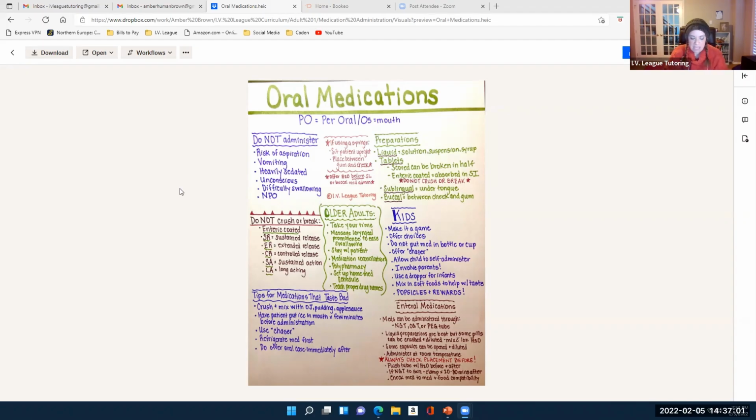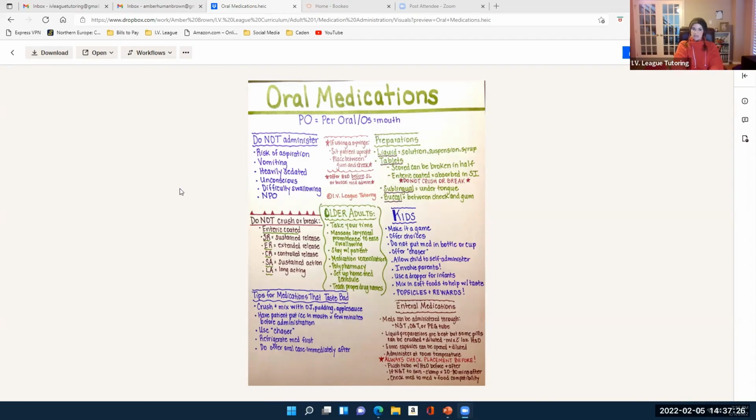If a patient is actively vomiting, is now the time to give them PO meds? No. If they are heavily sedated, can they swallow very well? No. If they are unconscious, please do not give PO meds. If they have any kind of difficulty swallowing, this could even be like our Parkinson's patients, people that have a hard time swallowing should not be given PO.